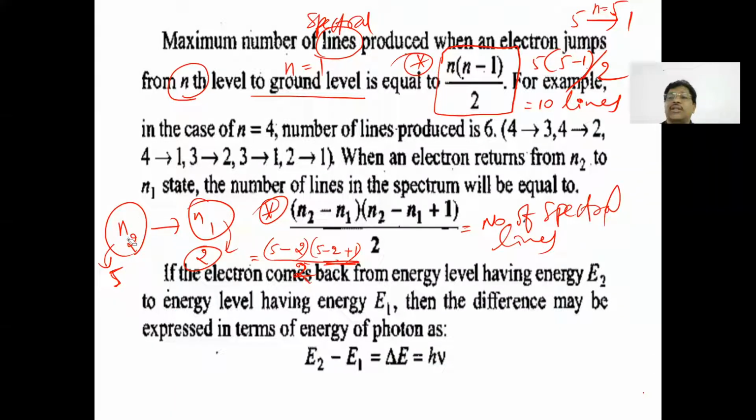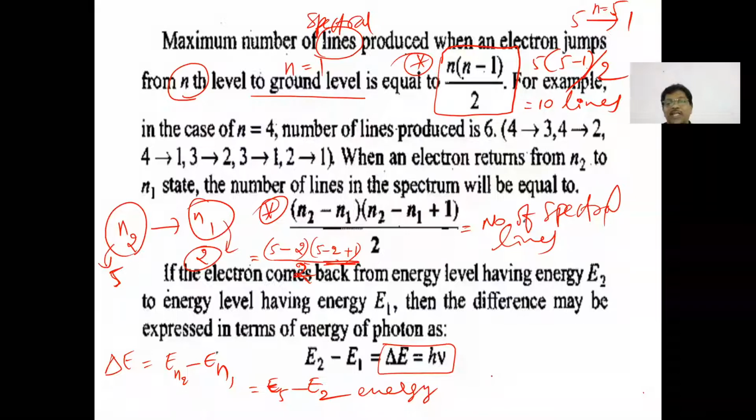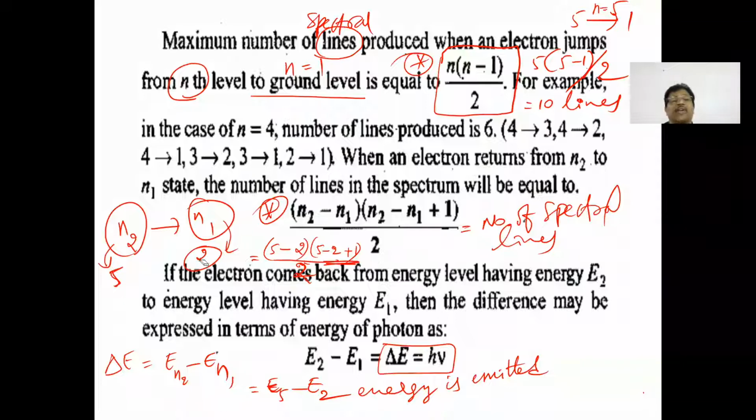If an electron is jumping from the fifth orbit to the second orbit, here we take E5 minus E2. So what does E5 minus E2 give? The difference in energy. How much energy is emitted when the electron jumps from the fifth orbit to the second orbit? E5 minus E2 energy is emitted.